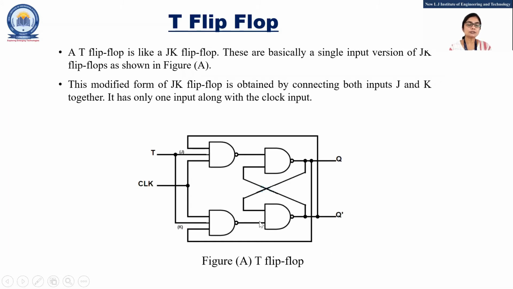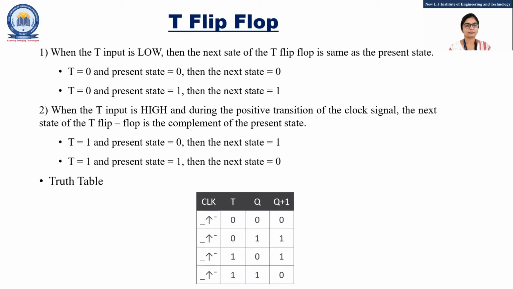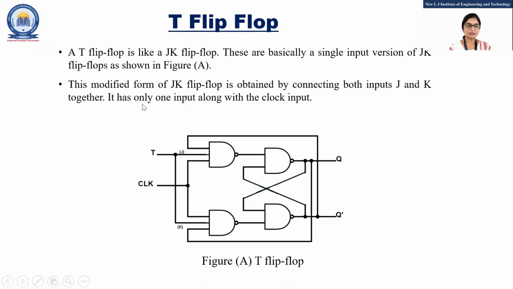This circuit shows the T flip-flop. You can see here, this is nothing but the simple JK flip-flop, the circuit of the JK flip-flop. Only the change is that we have combined these two inputs, J and K together, and we are applying T here. T means toggle. The circuit will be same as we have seen in the JK flip-flop. Now we'll see what happens when we give T equal to 0 and 1.